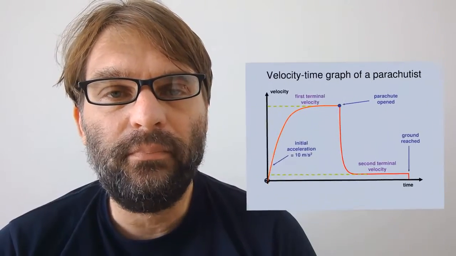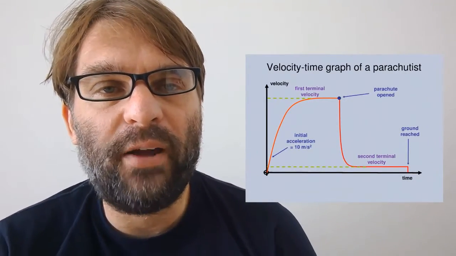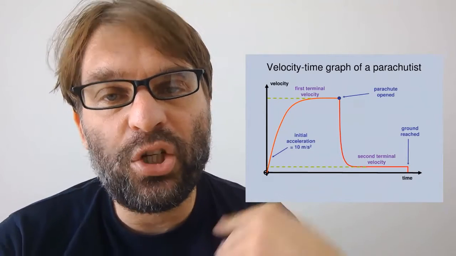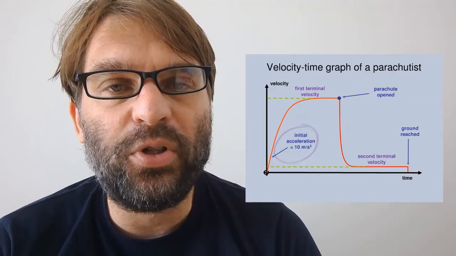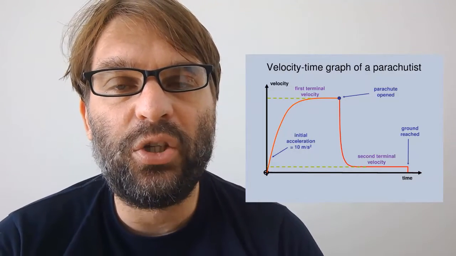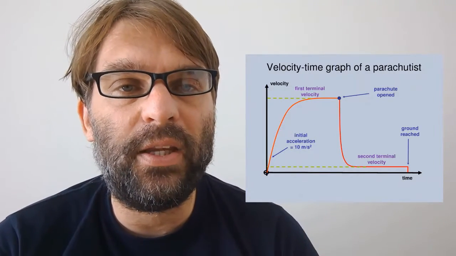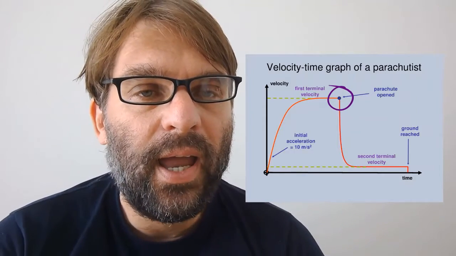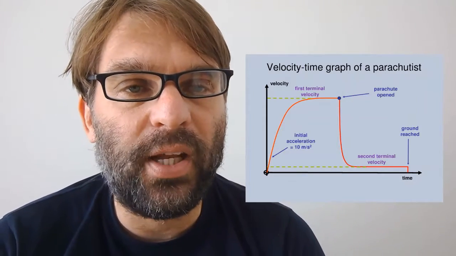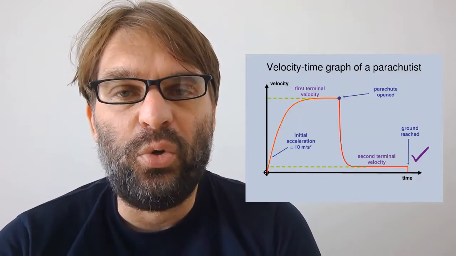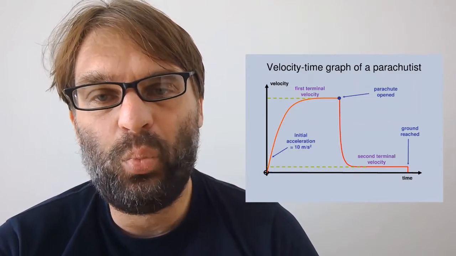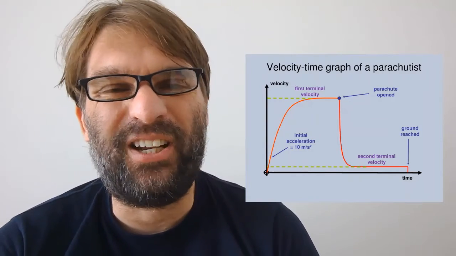Okay. So this is the velocity time graph for a parachutist. So you have the initial acceleration from time 0, if you fall out the plane, of 10 meters per second squared. Okay, and this is when you haven't opened your parachute. And then at this point here, the parachute opens, and then we have a second terminal velocity, and then you reach the ground at a very low velocity, so you don't go splat, which is good for you. And also good for the ground because you get to clean it up.